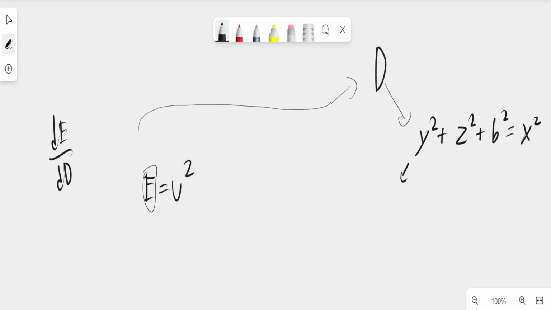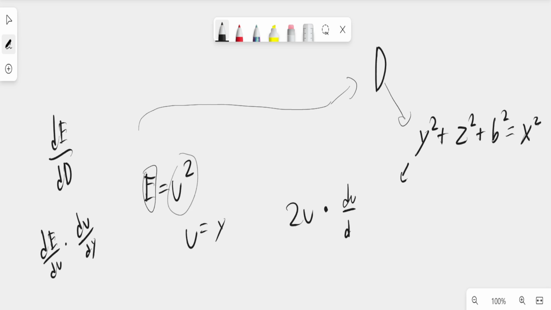So what we do, and I showed you this last time, is we say u is equal to y, and we find dE/du times du/dy, right? And then what's dE/du? That's 2u times u prime, times du/dD. Wait, so it's 2u times du/dy. Actually, let me backtrack a little bit. Isn't it du/dE?